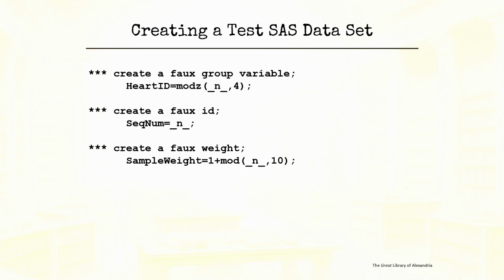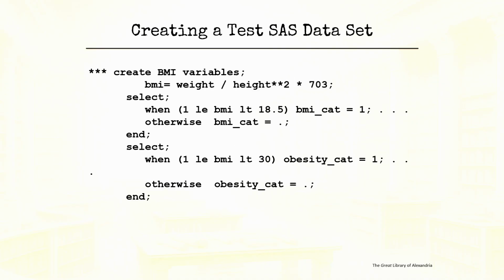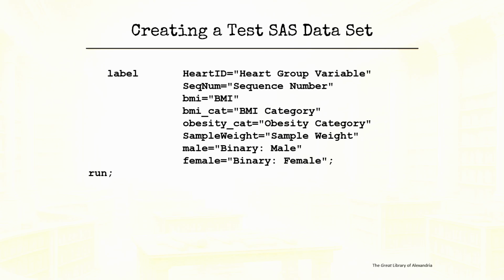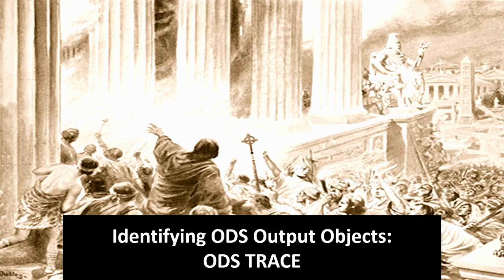So this just walks through creating that SAS data set, create BMI from height and weight, et cetera, female and male binaries to use in regressions, and add some label variables.